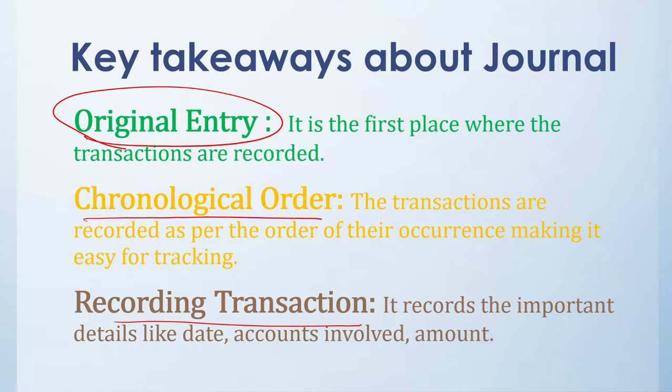So what are the three key takeaways of the journal? First one is the original entry. Second one, it is recorded in the chronological order. Third one, it is recording transactions, everyday transactions that are actually happening in the organization.